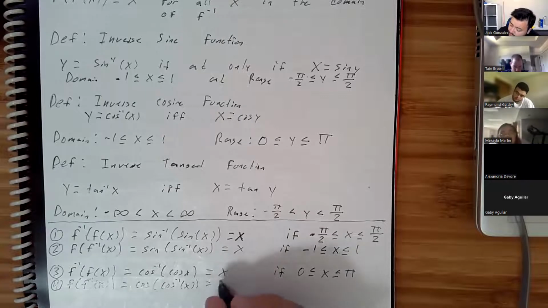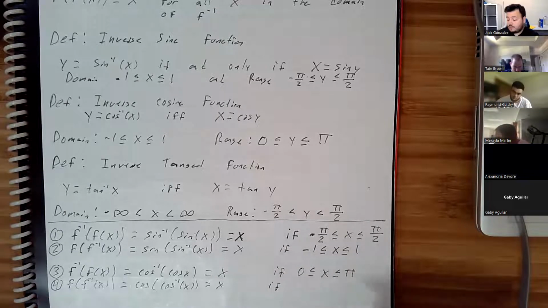Cosine of cosine inverse will cancel if your x is within -1 to 1.